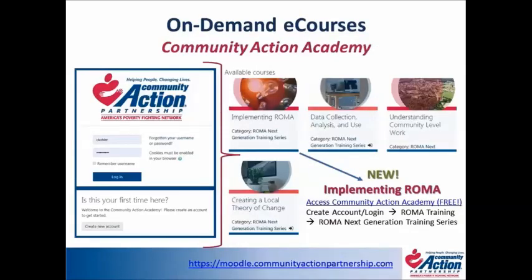So we have on-demand eCourses that are available to the full network. It's free to create an account. You go to moodle.communityactionpartnership.com. After you create and confirm your account, you can go through the ROMA training category, and you'll see ROMA Next Generation Training Series. And that's how you get to the 4 courses that you see here on your screen, with implementing ROMA being the one we talked about today as the new course.